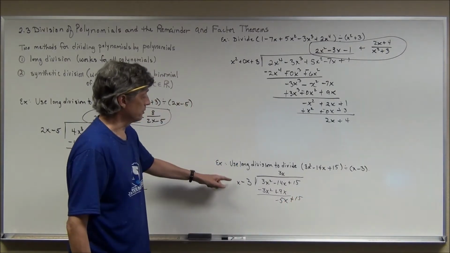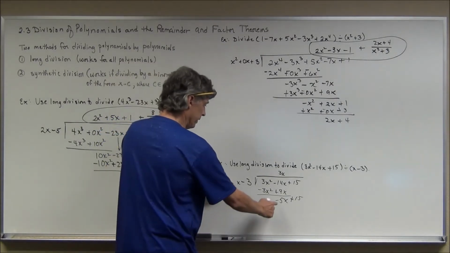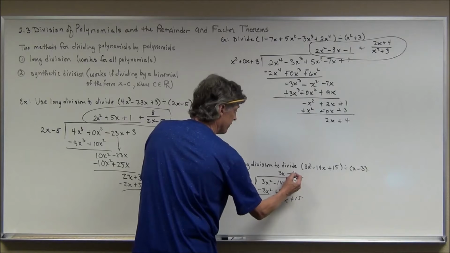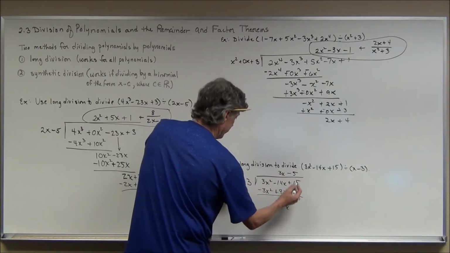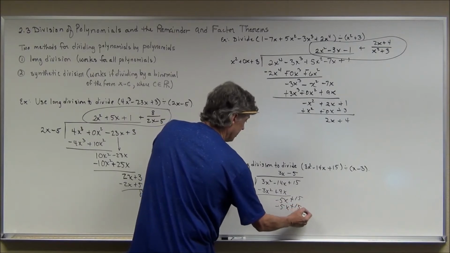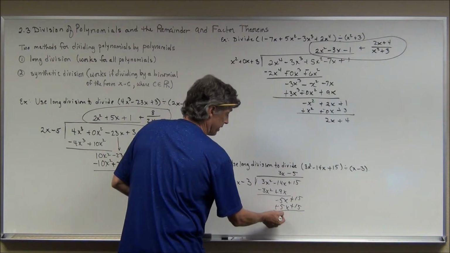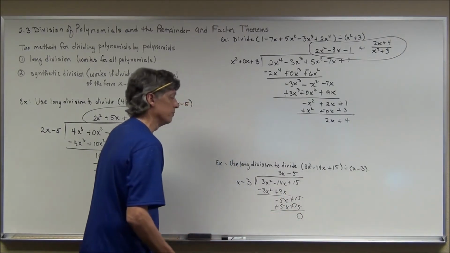Now, what times x gives me negative 5x? Well, that would be a negative 5. So I put a minus 5 here. That would be negative 5x and plus 15. So now, as you can see, since they're exactly the same, when I change the signs, make that positive, make that negative, and add down, I have a remainder of 0.